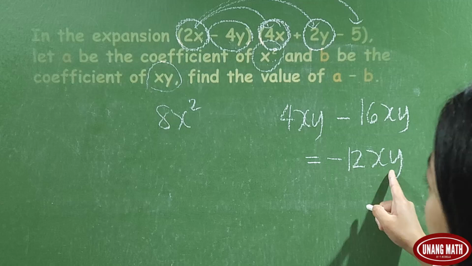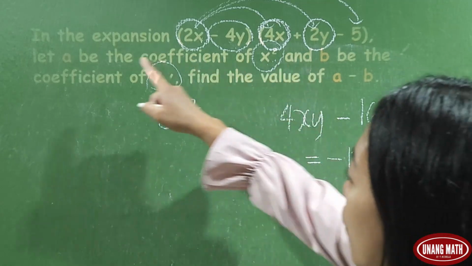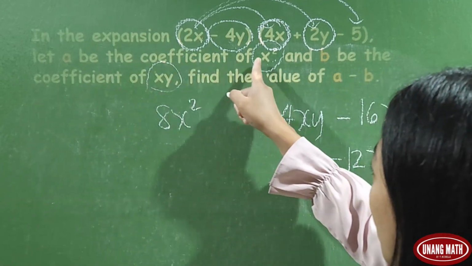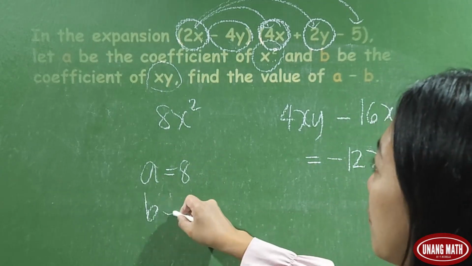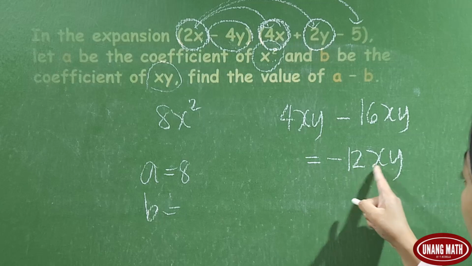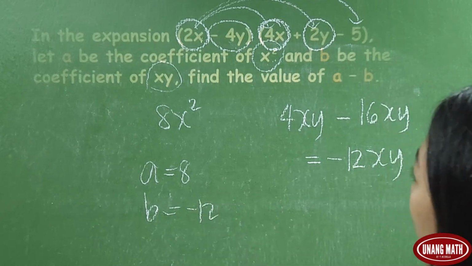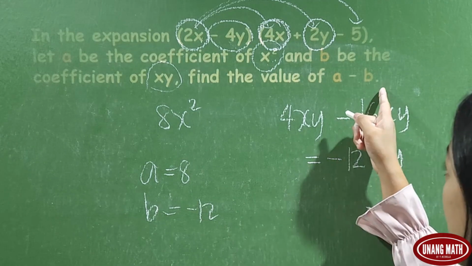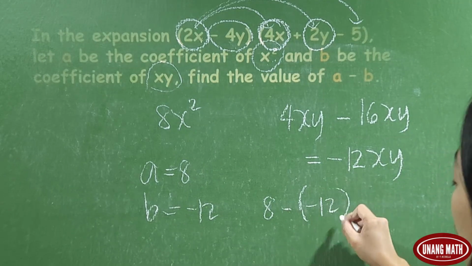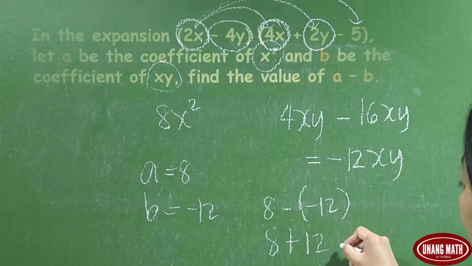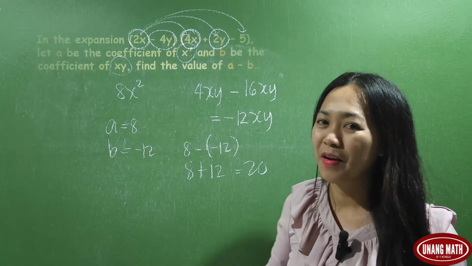So it means that the value of a here is the coefficient of x squared, and that would be 8. And the value of b is the coefficient of xy, and that would be negative 12. So a minus b would be 8 minus negative 12, so this is 8 plus 12, and this is equal to 20.